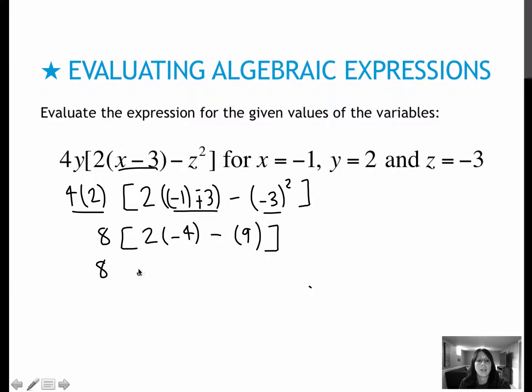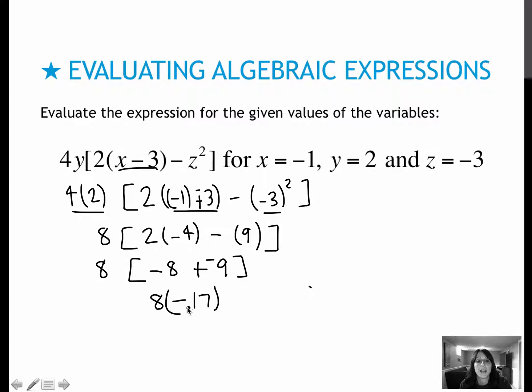I'm going to rewrite my 8. On the inside, I have 2 times negative 4, which is negative 8, minus 9. I guess I could have used parentheses at this point. Now I've got a subtraction, so I'm going to keep, flip, change. So I actually have 2 negatives. 2 negatives added together makes an even bigger negative. So remember, this is not multiplication where the 2 come together. So this would give me negative 17.